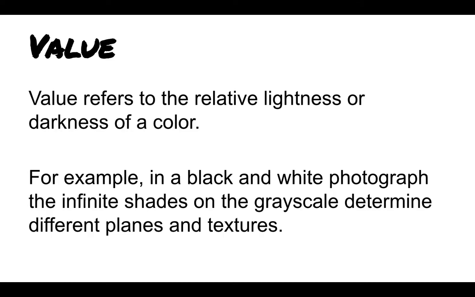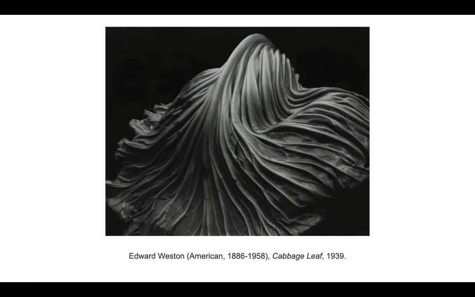Value, as we discussed, is the relative lightness or darkness of a color. So what that means is when you are looking at a black and white photograph, all of the shades of gray help determine the different planes and textures of a form. In this photograph from 1939 of a cabbage leaf by the American photographer Edward Weston, we can see the infinite shades of gray help create the veins of this form and give it volume.